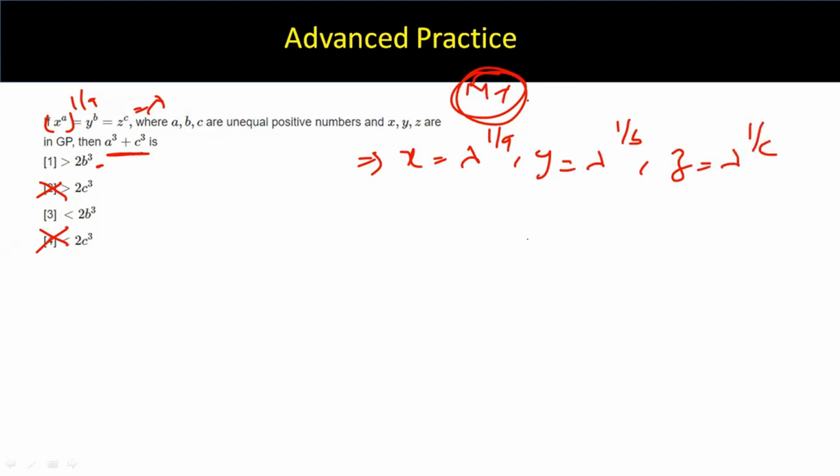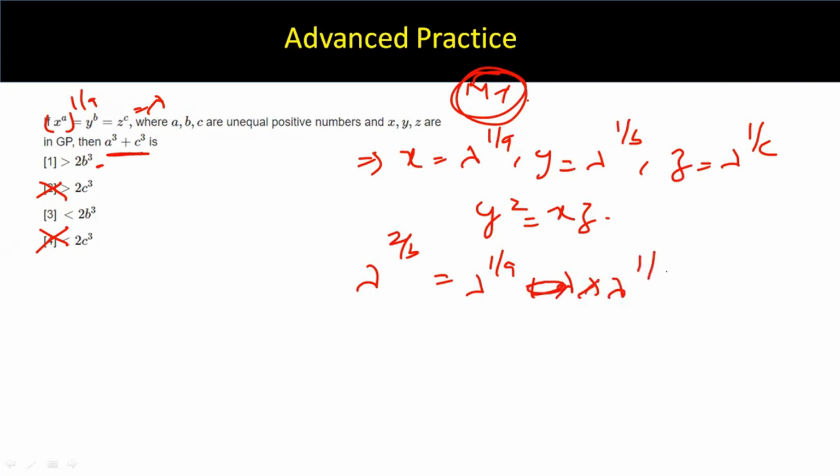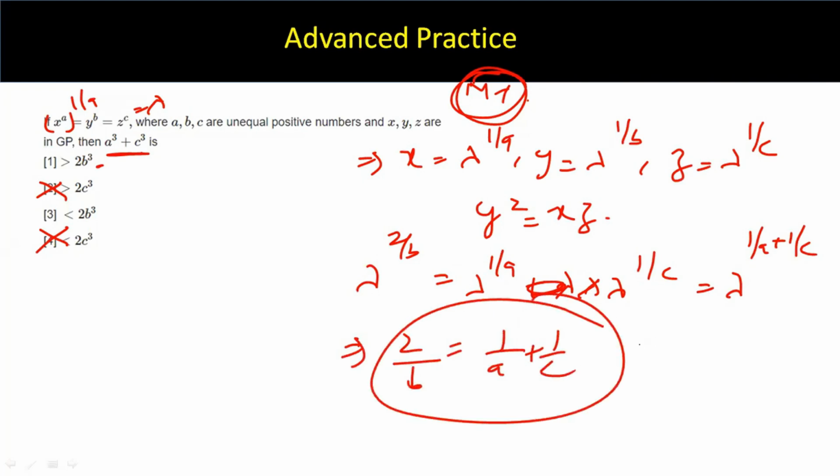Now x, y, z are in GP, which means y square should be equals to x into z, right? Which means lambda to the power 2 by b should be equals to lambda to the power 1 by a, sorry, into lambda to the power 1 by c, right? यहाँ power common है, so this is nothing but lambda to the power 1 by a plus 1 by c. Powers add हो जाती, which means 2 by b is equals to 1 by a plus 1 by c. ये सबको समझ में आ जाना चाहिए that ABC are in HP.